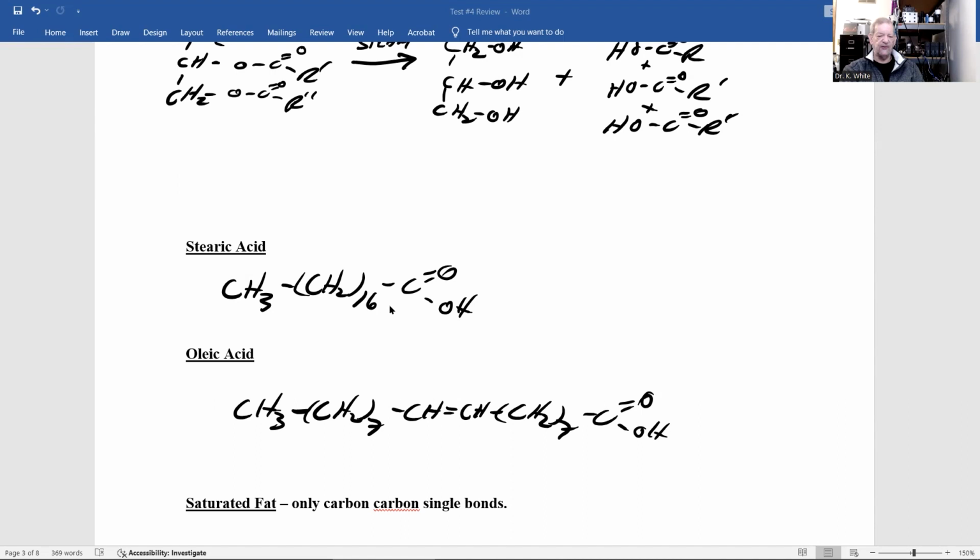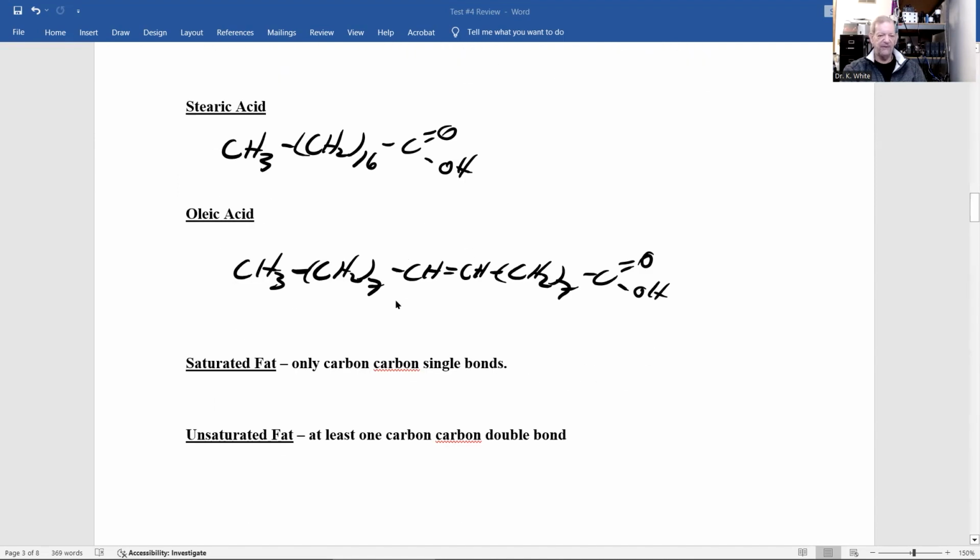Stearic acid is a saturated fatty acid, only carbon-carbon single bonds, and it has 18 carbons: 16 CH2s, plus 1 here, plus 1 here, 18. The other one is oleic acid. Oleic acid also has 18 carbons, but at carbon number 9, this is 1, plus 7 is 8, this is 9, there's a double bond. And that double bond can be cis or trans, and that's oleic acid.